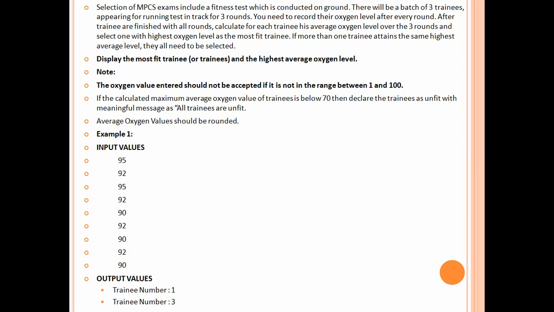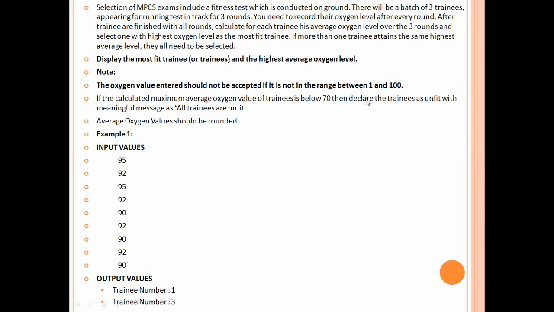select the one with the highest oxygen level as the most fit trainee. If more than one trainee attains the same highest average level, they all need to be selected. Display the most fit trainee and the highest average oxygen level. The oxygen level entered should not be accepted if it is not in the range between 1 and 100.